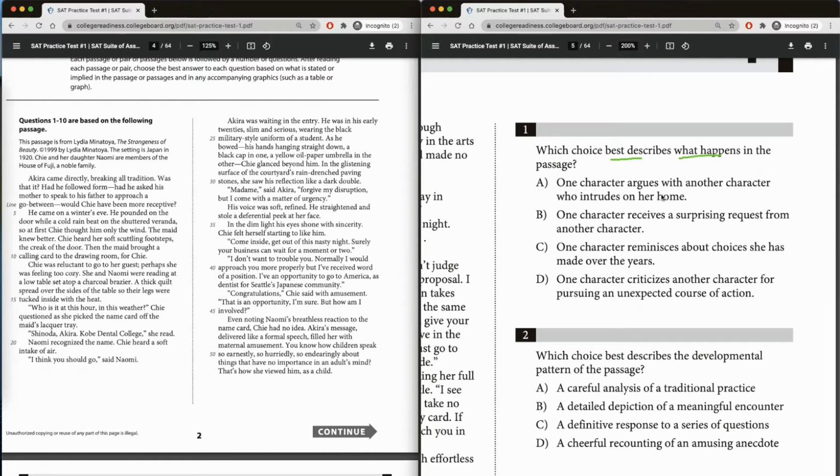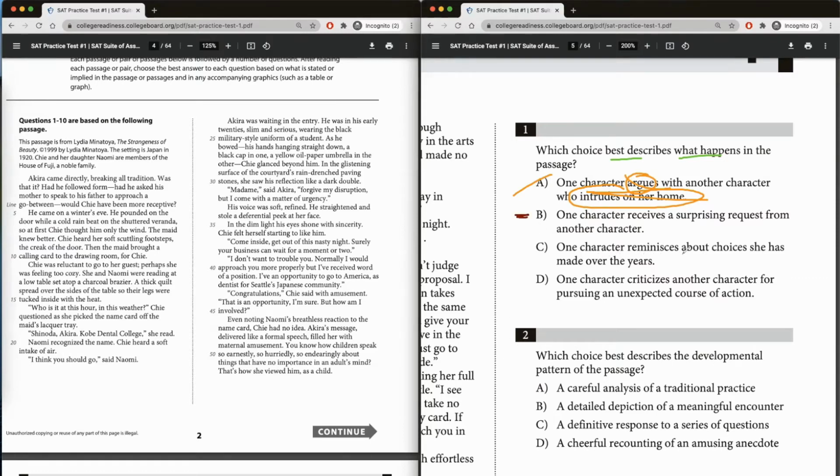All right, A. One character argues with another character who intrudes on her home. Okay, so now a couple of things here. Argues, there's no argument there. Intrudes, this dude was invited in, so that's out. All right, B. One character receives a surprising request from another character. Well, okay, so we could say that the mom receives a surprising request, which is, I guess, the marriage proposal from Akira. So we're gonna leave that one alone.